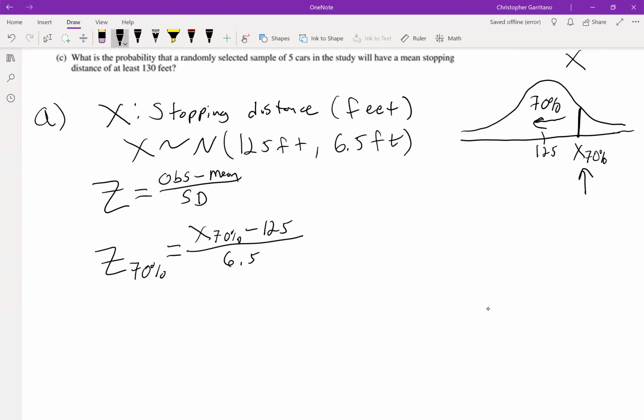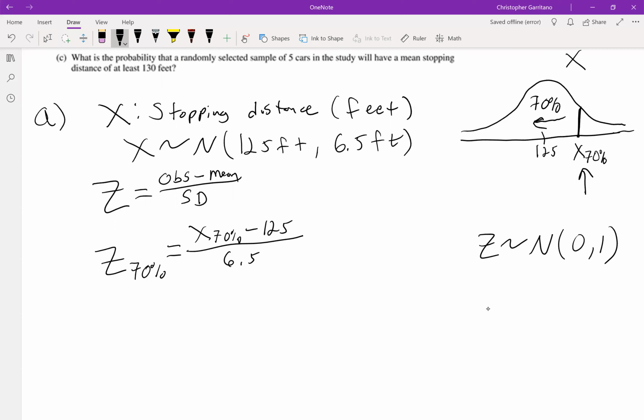Now, Z of 70%, you will use inverse norm on your calculator, type in 0.7, the mean will be 0 and the standard deviation will be 1. That's the standard normal model. So when you see the letter Z, Z is referring to the standard normal model. Z is a distribution that is normal with a mean of 0 and a standard deviation of 1. And that's true.